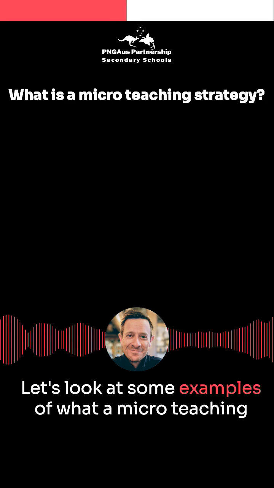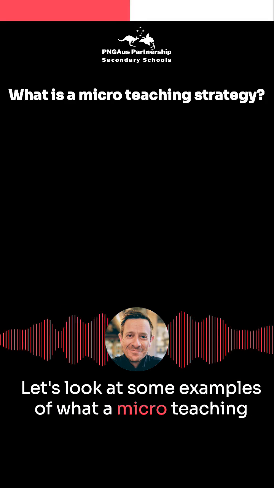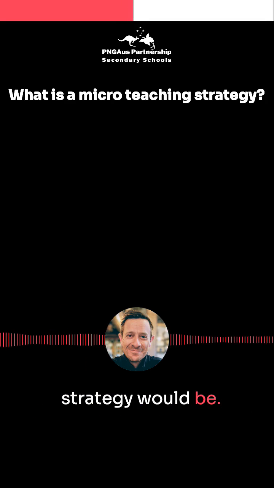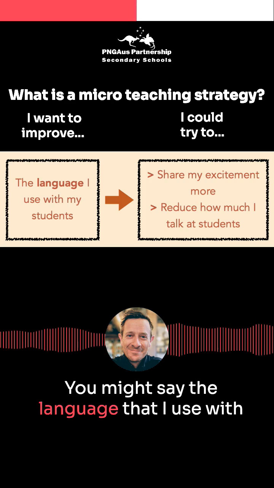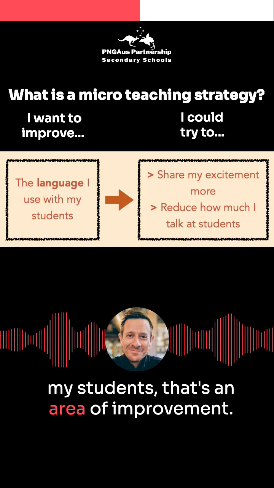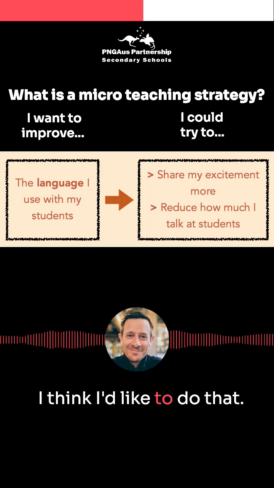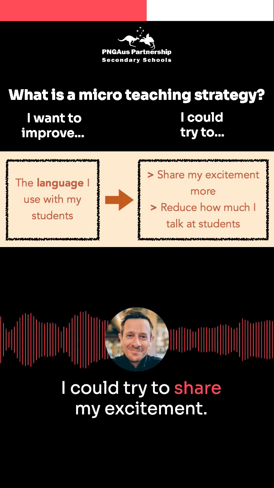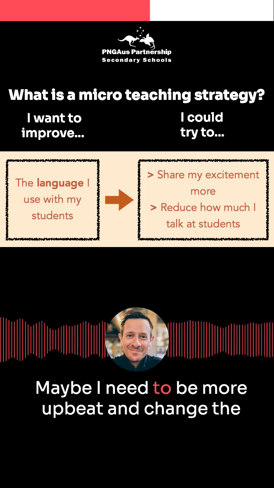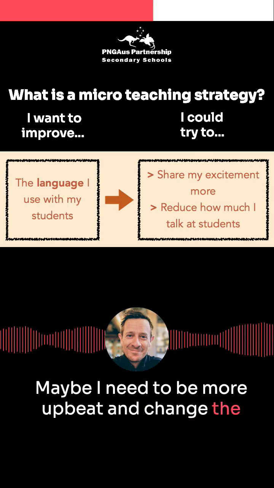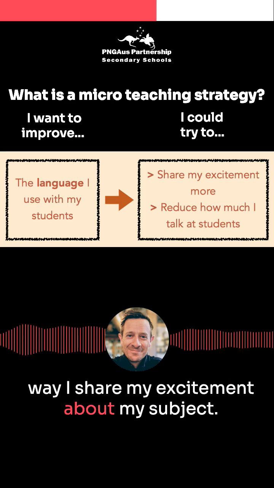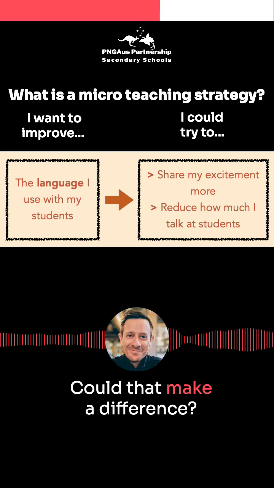Let's look at some examples of what a micro teaching strategy would be. You might say, the language that I use with my students, that's an area of improvement. I think I'd like to do that. I could try to share my excitement more. Maybe I need to be more upbeat and change the way I share my excitement about my subject. Could that make a difference?